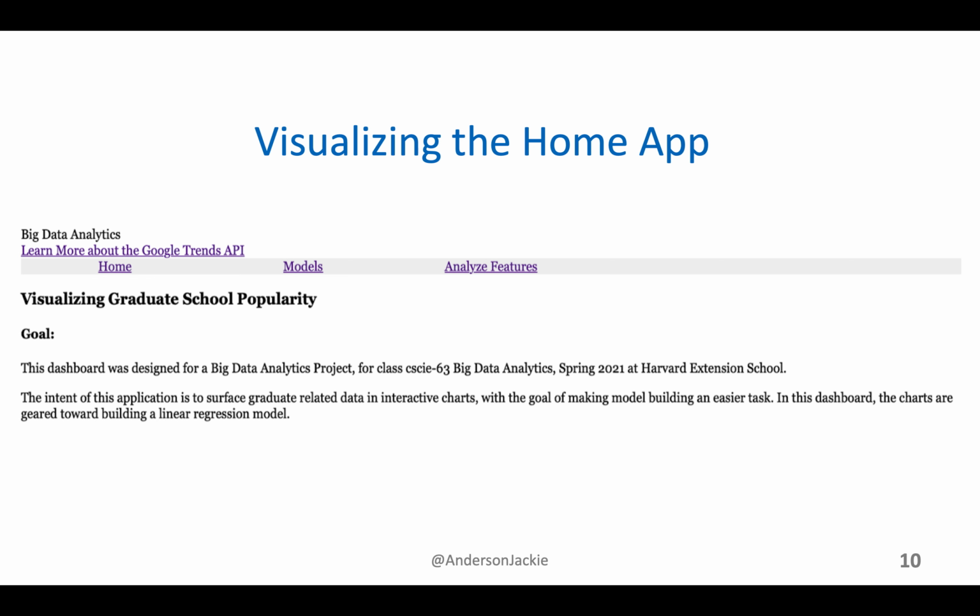So let's visualize the home app, and here you can see that there is a header, there is a subheader, and some paragraph style text. And up top here you can also see that there's some more text, and here are the tabs that define the overall model or overall dashboard.